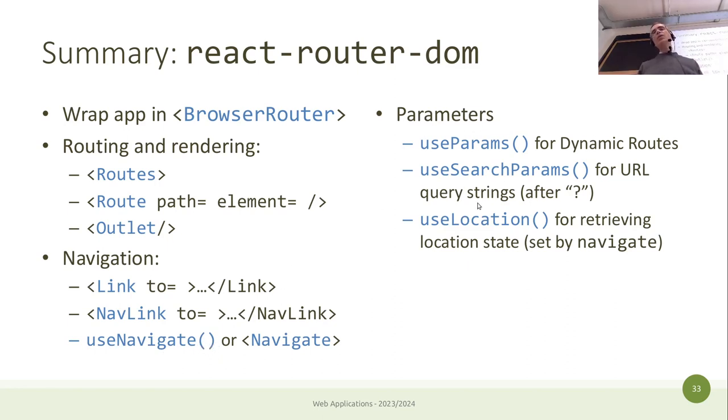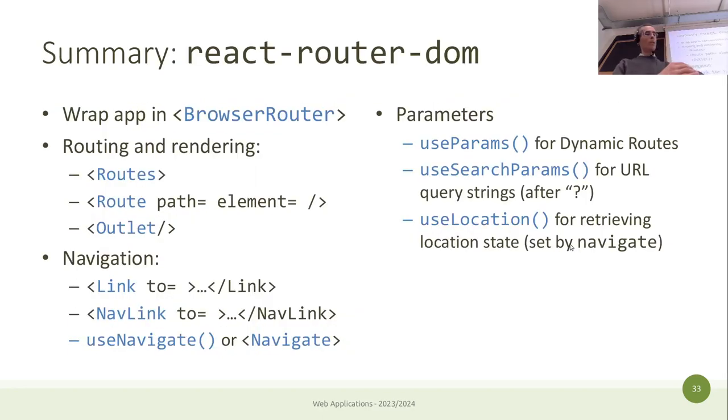And then there are these three hooks that basically help you to handle dynamic URLs: useParams, useSearchParams for the stuff after the question mark, and useLocation to retrieve the state that you set when you navigate to another place and you use the state, okay? Otherwise, you can simply ignore this state. Okay, it's typically not set.